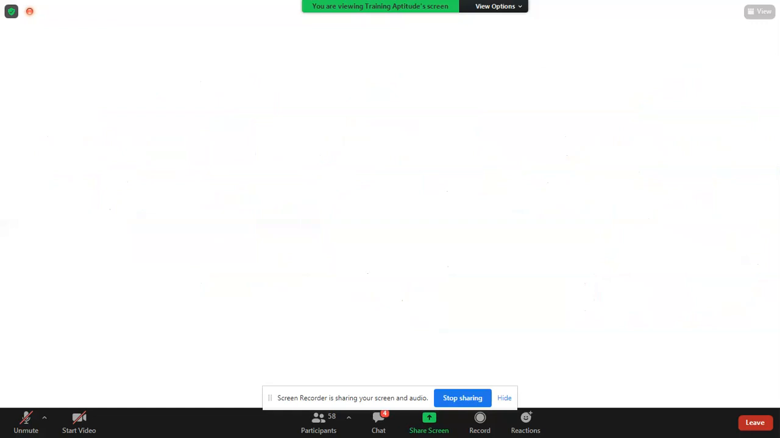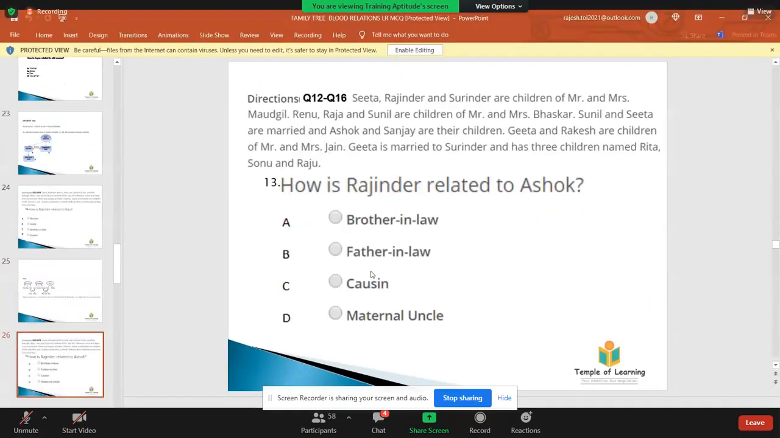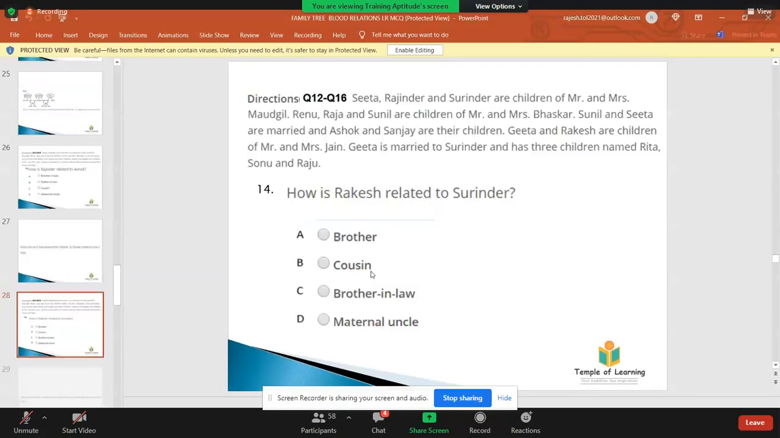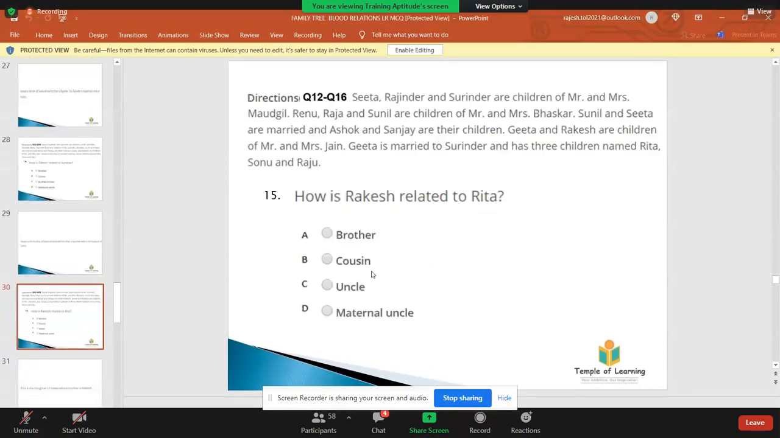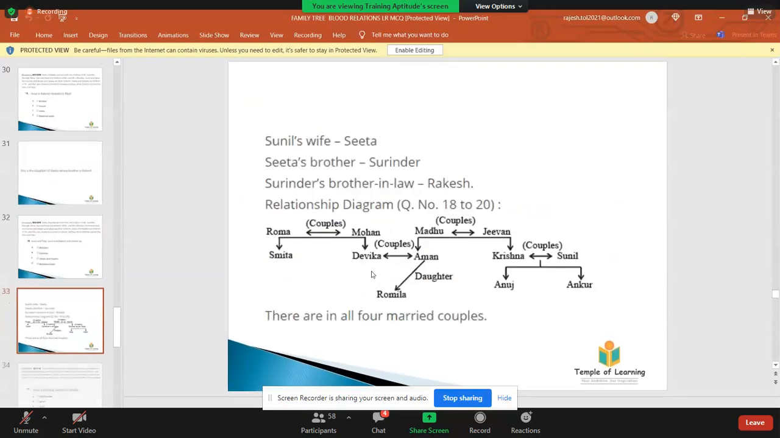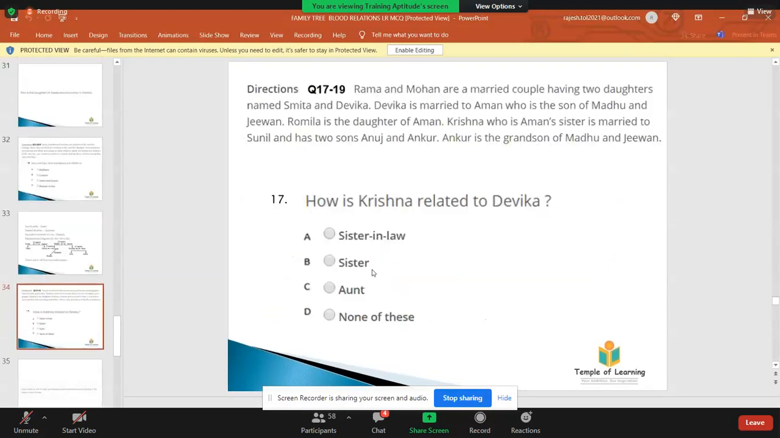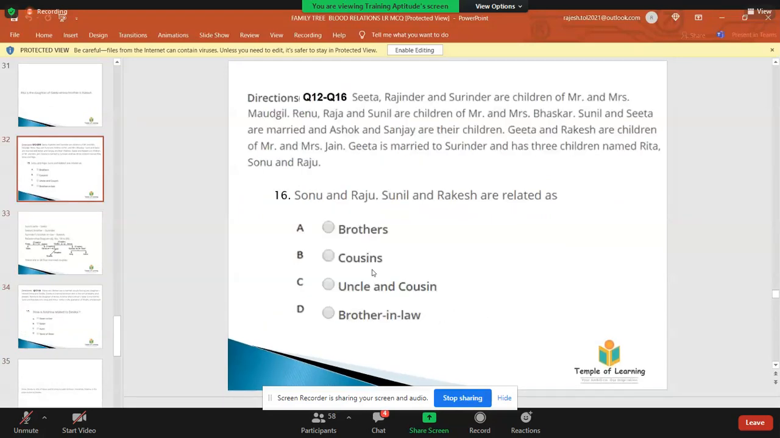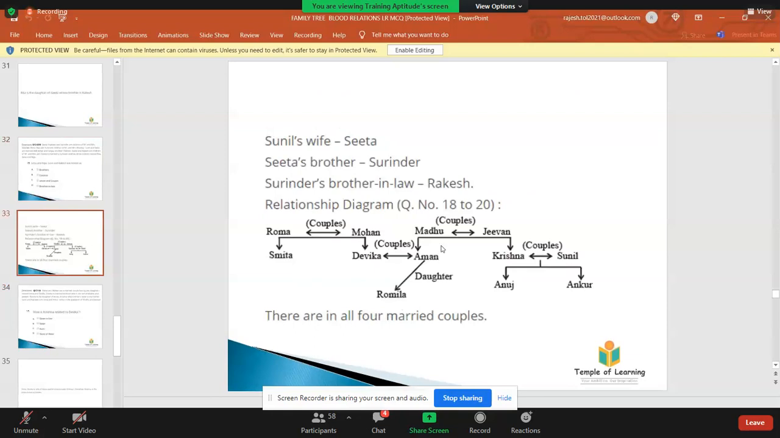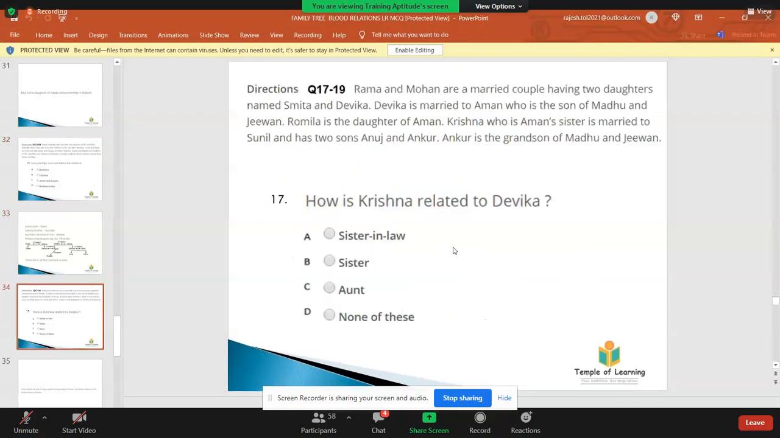ये सब सॉल्व हो गया है। ओके, नाउ सर, फिर लास्ट क्वेश्चन में अंकल एंड कजिन्स का रिलेशन हो। ठीक है, अंकल एंड कजिन है, बिल्कुल ठीक है। It's okay, that doesn't matter as long as the diagram is correct. Okay, next question, 17 to 19.